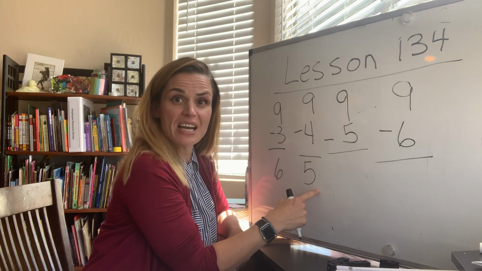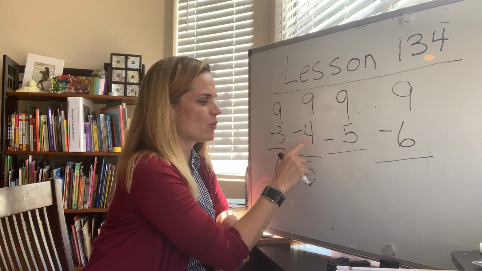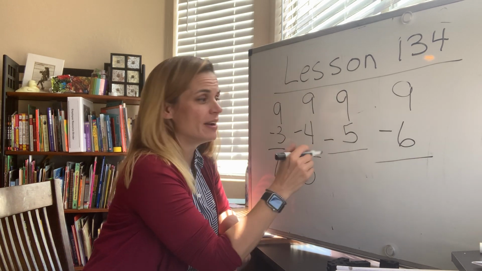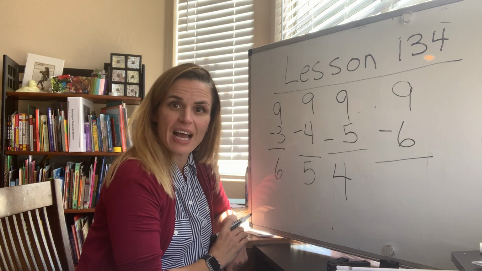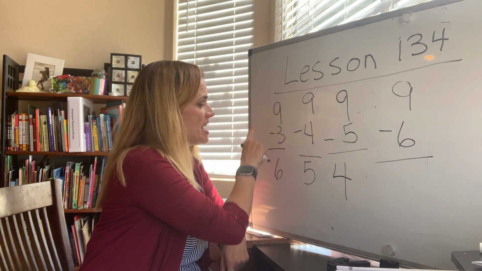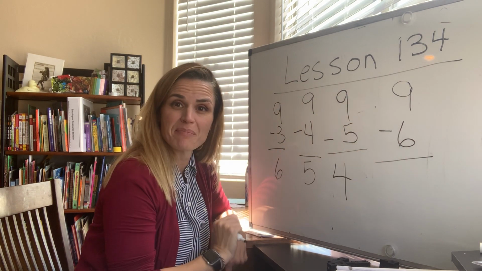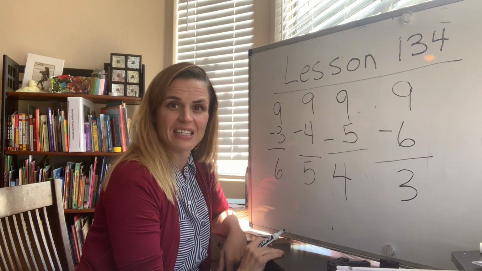Oh, I see another pattern. This looks like it's part of the same fact family. 9 minus 4 is 5. So 9 minus 5 would be 4. I noticed something else. I noticed that there is 9 minus 3 equals 6 and 9 minus 6 equals something. I think that answer is 3.